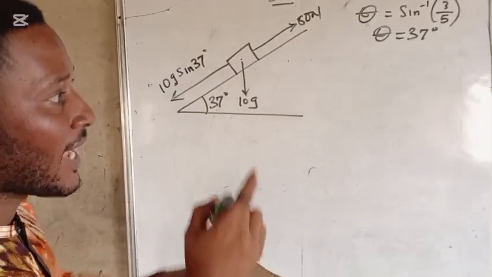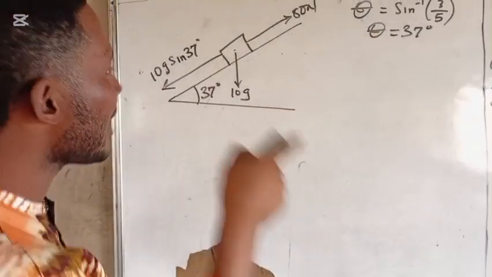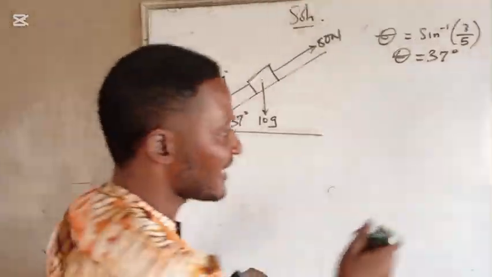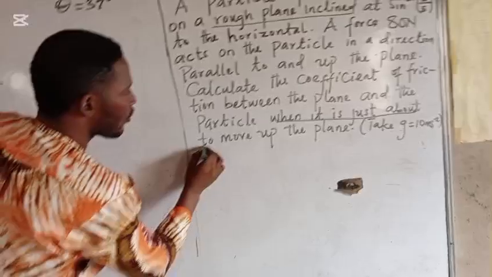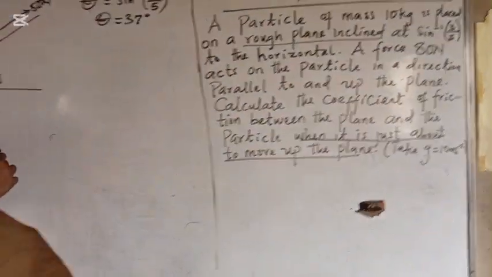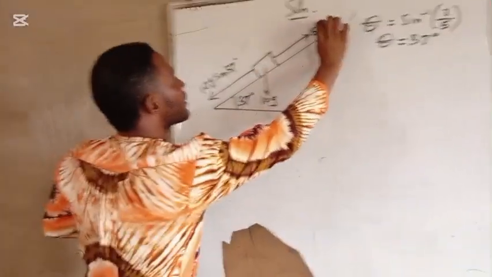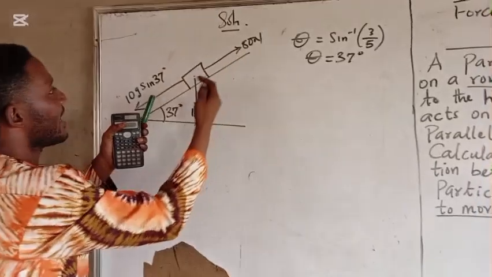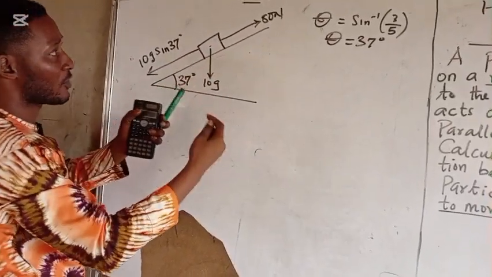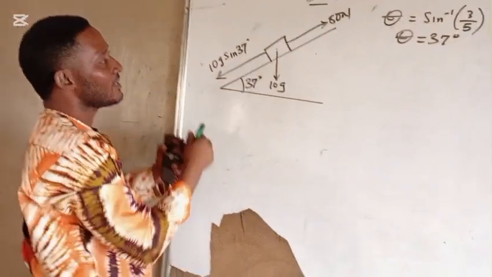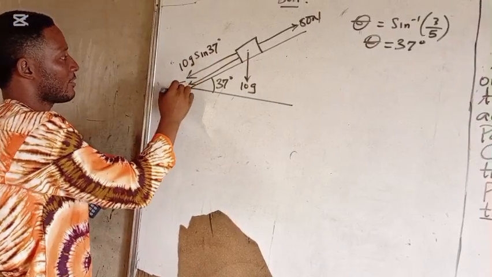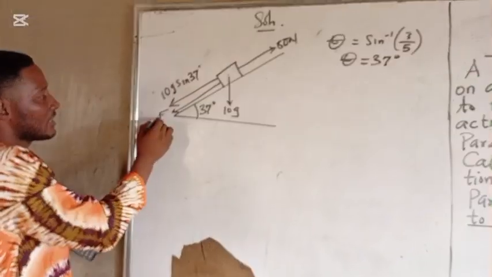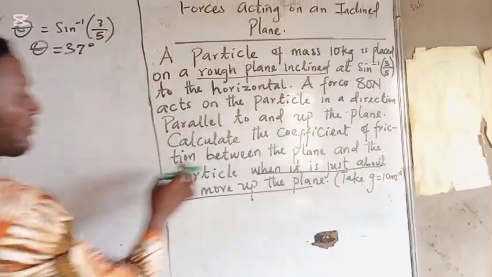Now listen carefully. Another point you need to consider here, in order to place your frictional force, is this point here. When it is just about to move up the plane, there will be an opposing force, which is the frictional force that will be acting in the opposite direction to it. That means the position of our frictional force will be here. That is F. Are you following me? And it is from this F we are going to get the coefficient of friction.